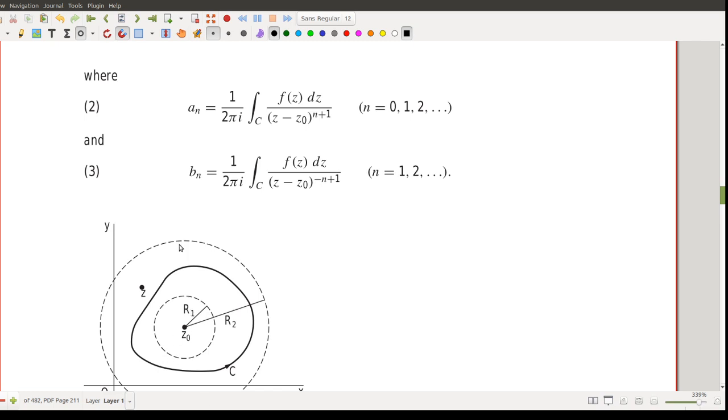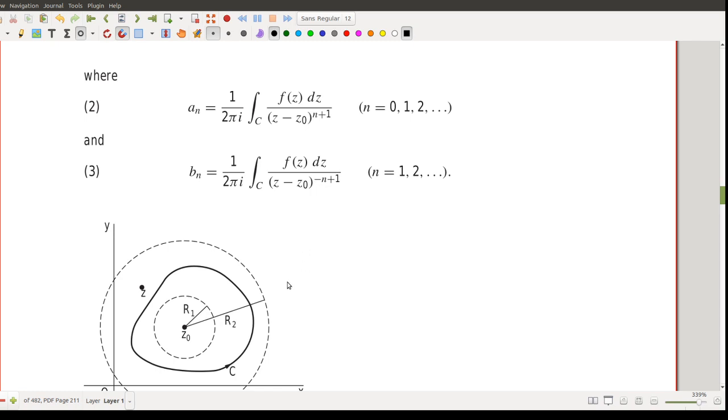Then the coefficients of that series can be obtained using these two formulas. a_n is equal to 1/(2πi) times the integral over C of f(z) dz divided by (z − z0)^(n+1), where n varies as 0, 1, 2, 3, etc. That is, this a_n is the coefficient of the non-negative powers of z − z0 in that Laurent series, and b_n can be obtained using the formula 1/(2πi) times the integral over C of f(z) dz divided by (z − z0)^(−n+1), where n varies as 1, 2, 3, etc. So these b_n are the coefficients of the negative powers of z − z0 in that series expansion.